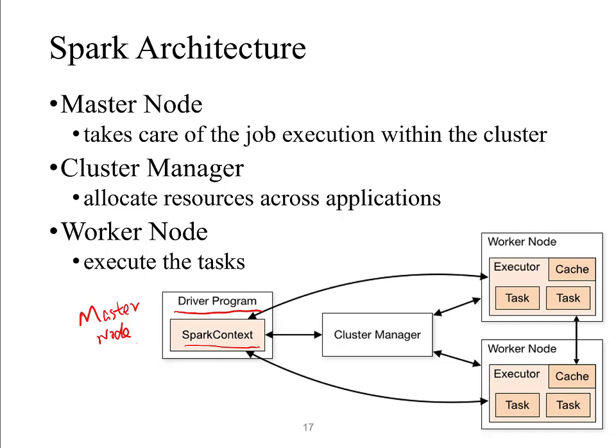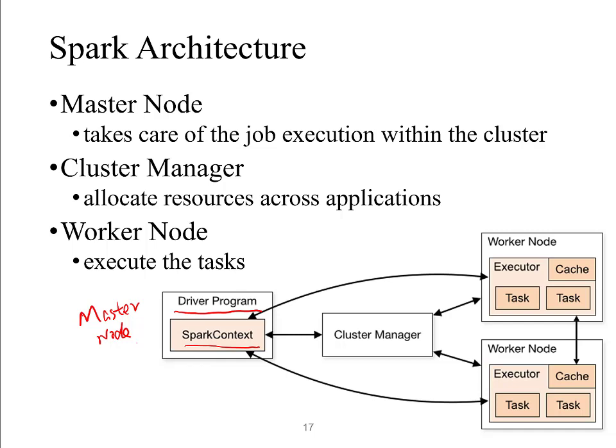So any command you execute in your database goes through the database connection. Anything you do on Spark goes through the Spark context. And the cluster manager allocates resources across applications. So the Spark context works with the cluster manager. The cluster manager could be either Spark's own standalone cluster manager or Yarn from Hadoop.